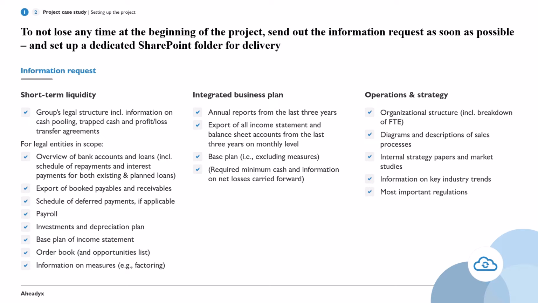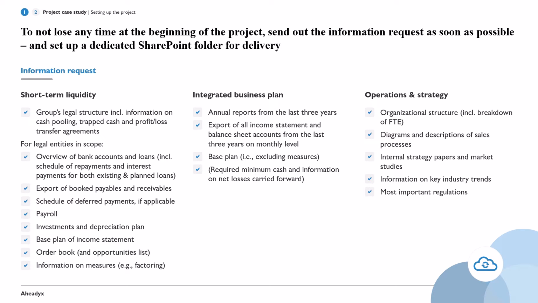For the legal entities in scope, and specifically for the one that we are looking into in this case, we need an overview of the bank accounts and the loans. That includes a schedule of the repayments and the interest payments that we need to pay for both existing and planned loans. We need an export of the booked payables and receivables, which we can get from the accounting department, who can get it from the ERP system. We need a schedule of any deferred payments, if there are already any. We need the payroll. We need the investments and depreciation plan. Depreciation is actually not for short-term liquidity, but as these are closely linked to the investments, it just makes sense to ask for both at the same time.